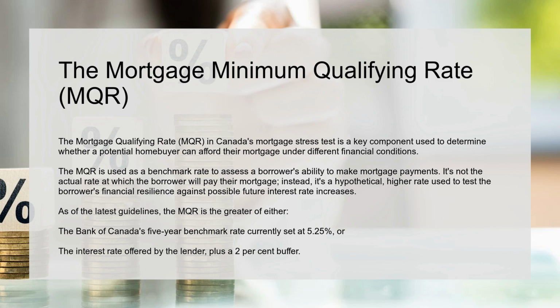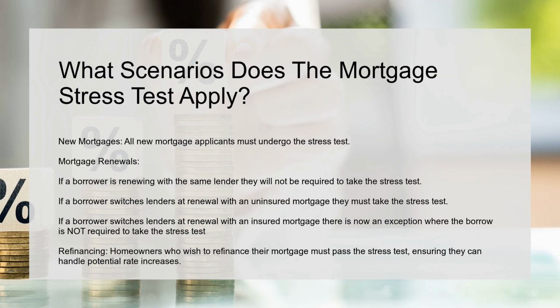As of the latest guidelines, the MQR is the greater of either the Bank of Canada's 5-year benchmark rate, currently set at 5.25%, or the interest rate offered by the lender plus a 2% buffer. What scenarios does the mortgage stress test apply?